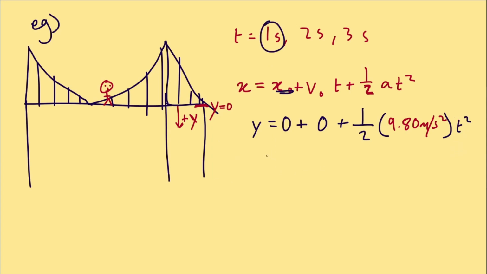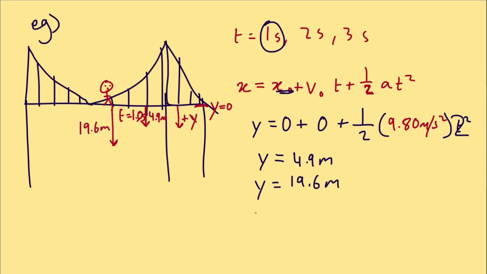At 1 second, y is equal to 4.9 meters. So the bolt falls 4.9 meters at 1 second. At 2 seconds, when you plug in 2, the bolt has fallen 19.6 meters, which is quite a bit further. At 3 seconds, the bolt has already fallen 44.1 meters. So this is 1 second, 2 seconds, 3 seconds.